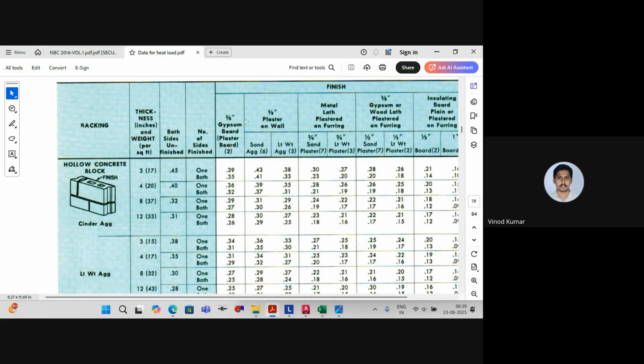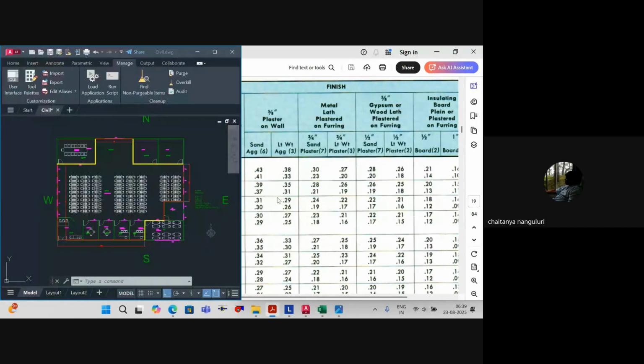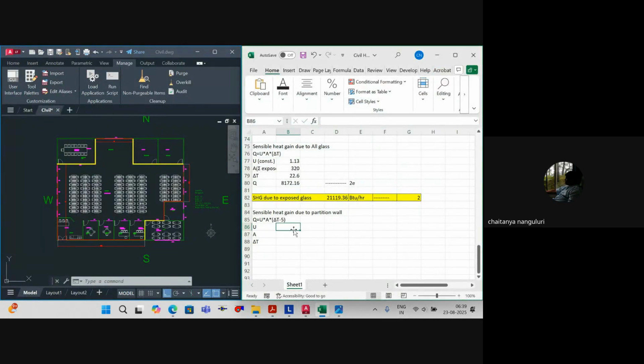But anyway, 5/8 inch plaster on both sides for 4 inches, it is 0.37, right? So 0.37, I'll take it. So this value is 0.37. This depends on your material actually. Then coming, this is how much? Page number 19.